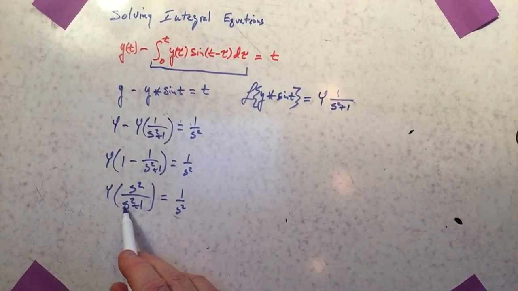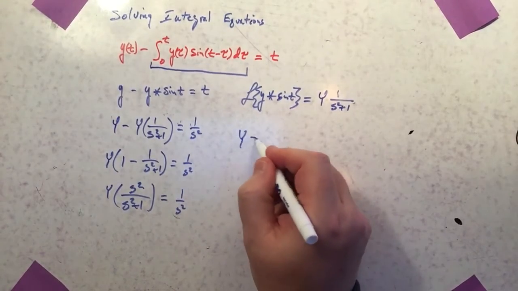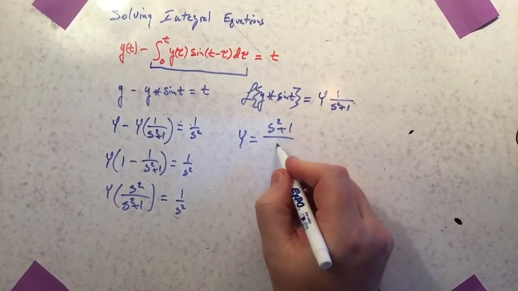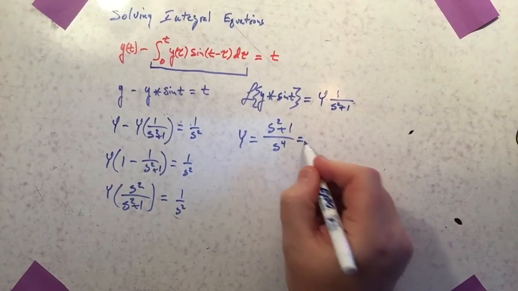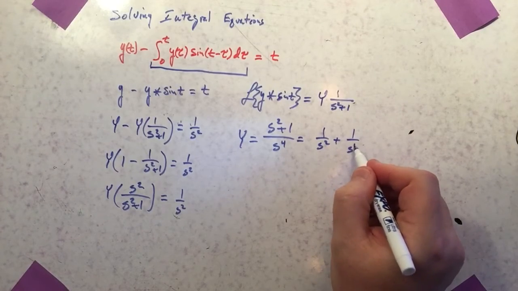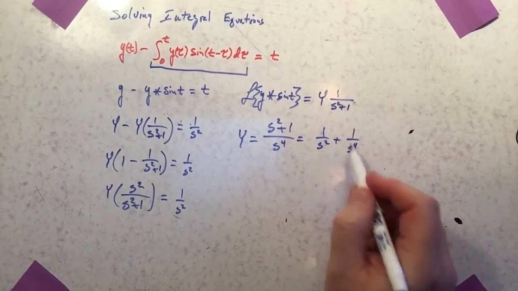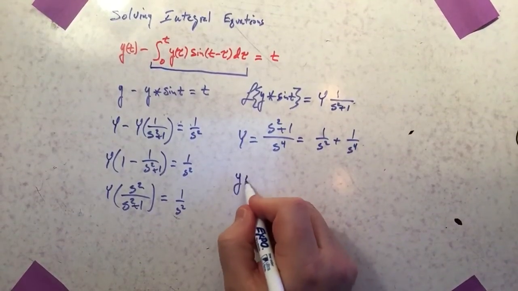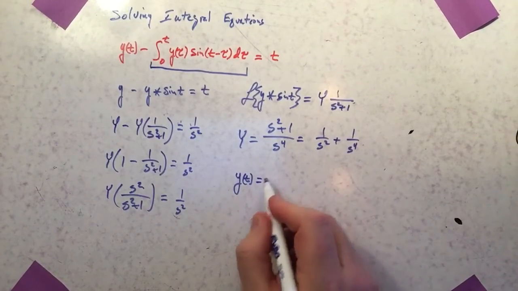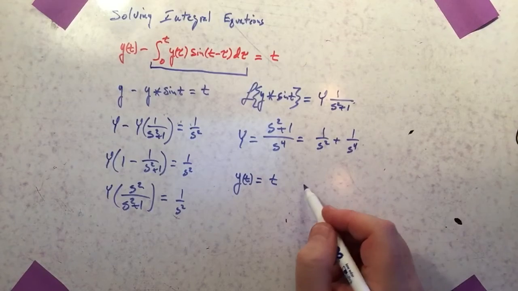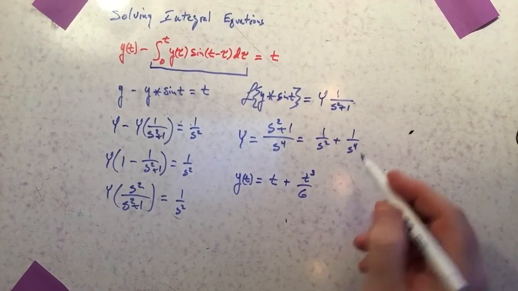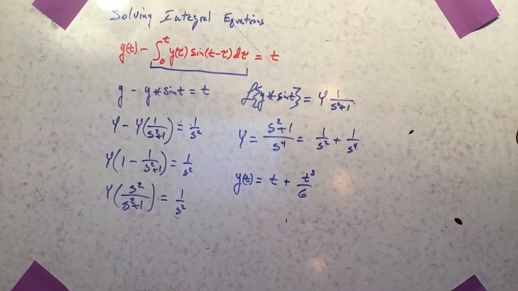Okay, so at this point, we invert and multiply so that Y is going to be equal to s squared plus 1 divided by s to the 4th. And that's equal to 1 over s squared plus 1 over s to the 4th. And if we look up on our table of Laplace transforms, little y of t, the solution to the original integral equation, is going to be equal to t, which is the inverse Laplace transform of 1 over s squared, plus t cubed over 6, which is the inverse Laplace transform of 1 over s to the 4th.